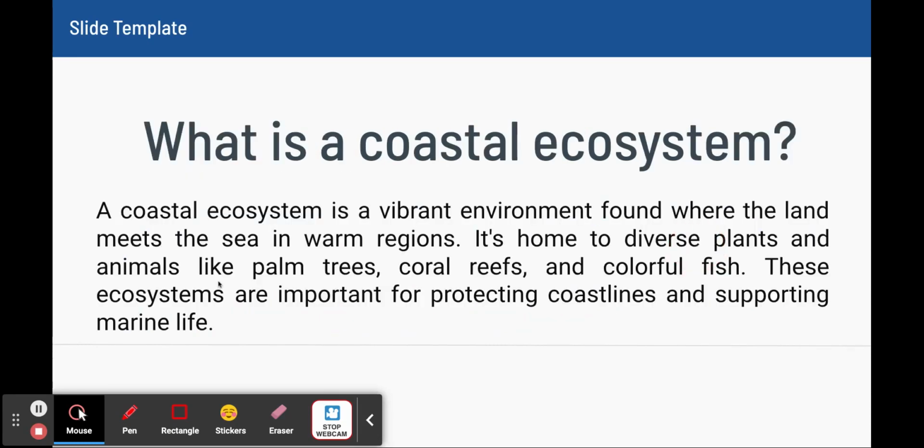So let's look first at what a coastal ecosystem is. And as you can read from the text here, an ecosystem is a vibrant environment found where the land meets the sea in warm regions.